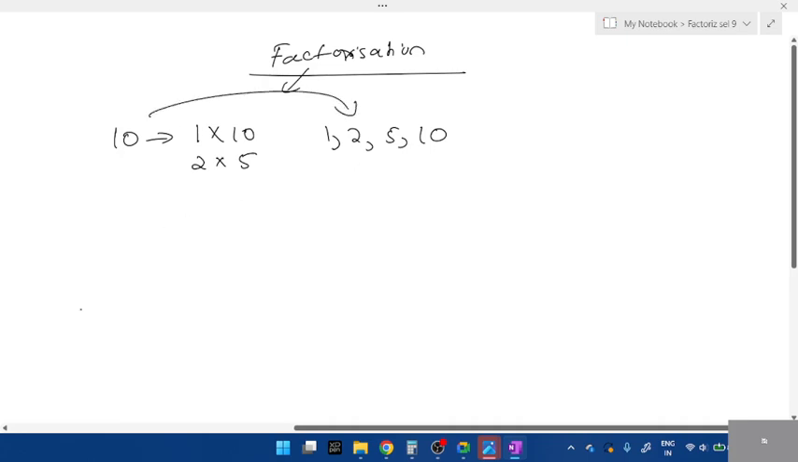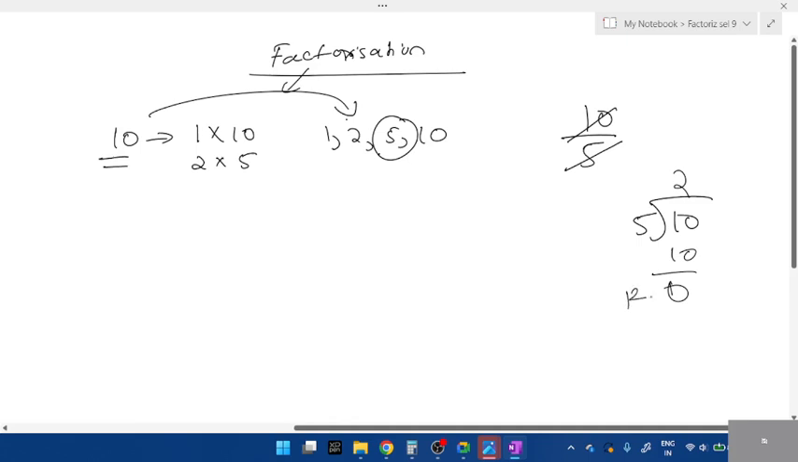Now in ninth you'll have alphabets included. This is only a number, right? So the meaning of factor is: you take the main number 10 and you take any number, 1, 2 or 5. For example, let me take 5. If you divide, the remainder should be 0. That's the meaning of factor. If you divide 10 by 2, the remainder is 0. So these are the factors of 10.